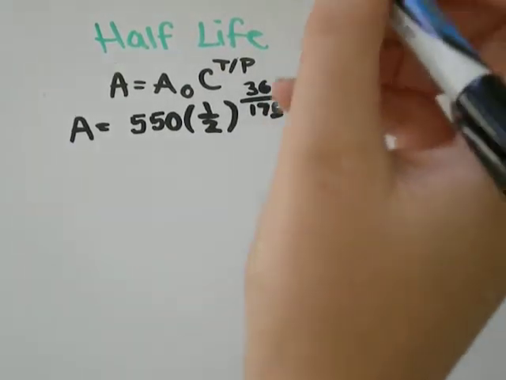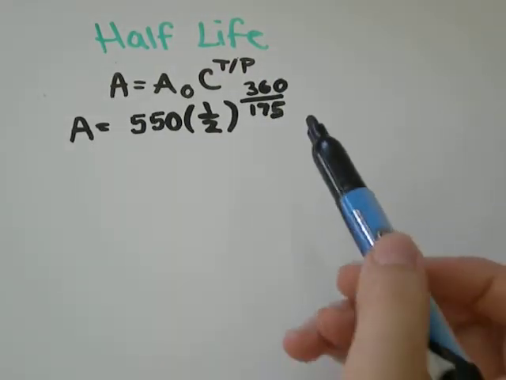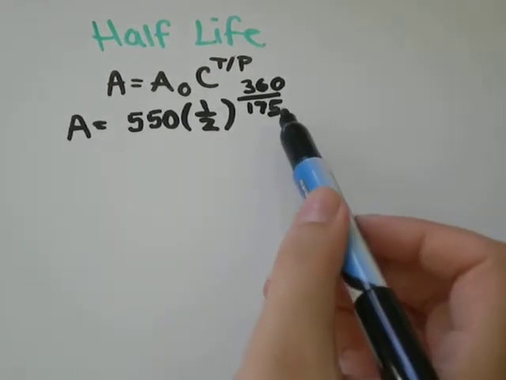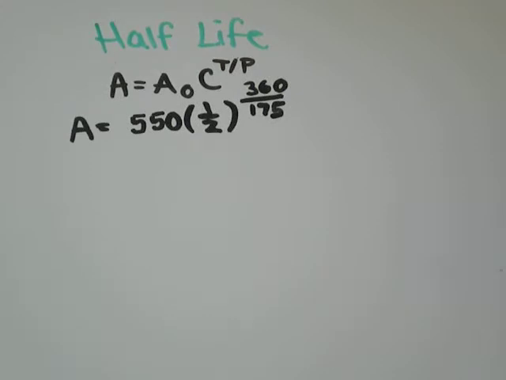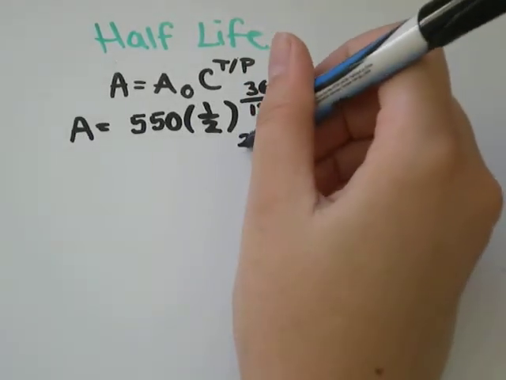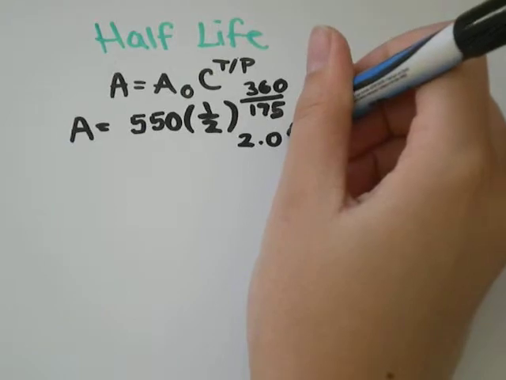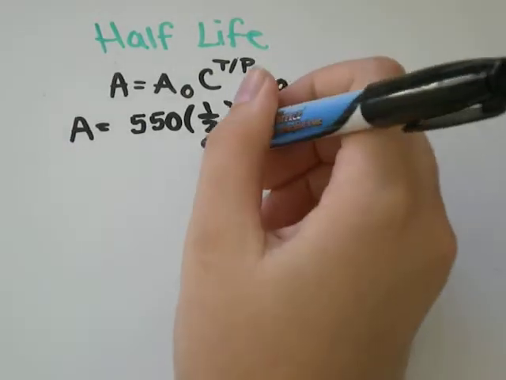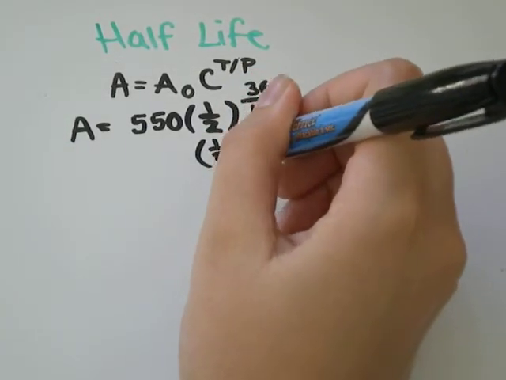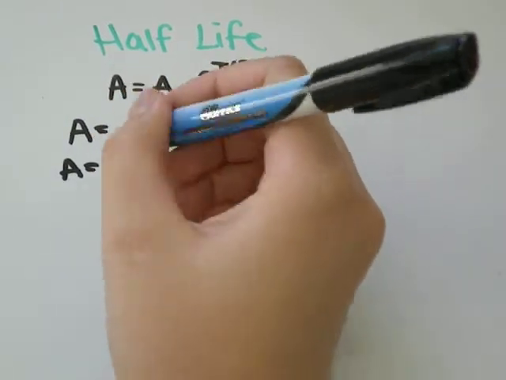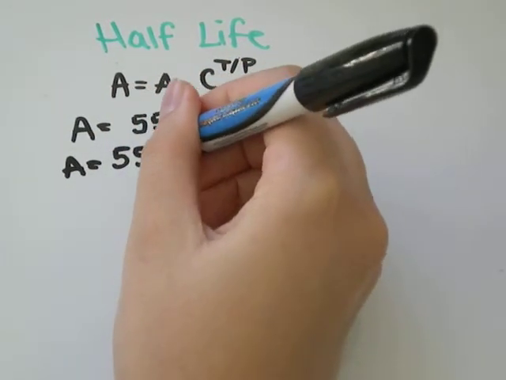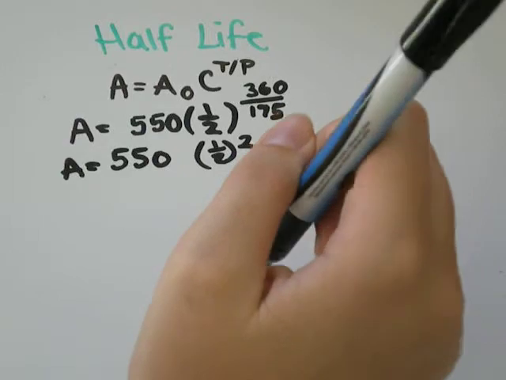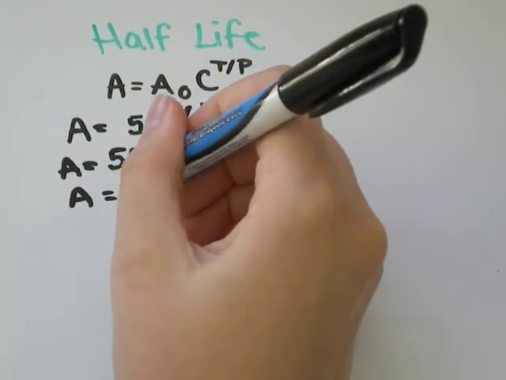So, let's first figure out what 360 divided by 175 is. 360 divided by 175, I get that's equal to 2.057. So let's say that's equal to 2.06. So that's all we've changed so far. A equals 550 times a half to the exponent of 2.06.